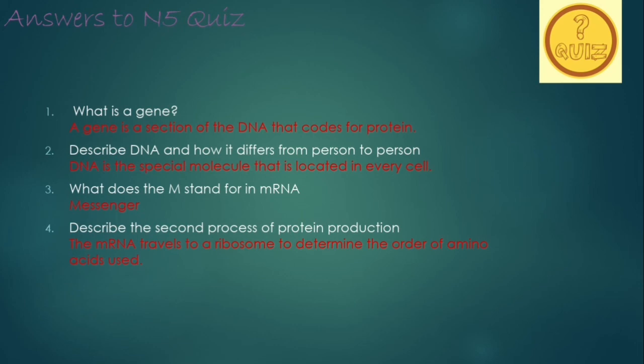What does the M stand for in mRNA? That is messenger, because it's taking a carbon copy and transferring it on to something else, and in our case it's the ribosome. Describe the second process of protein production. Well, the messenger RNA travels to the ribosome and this determines the order of amino acids.